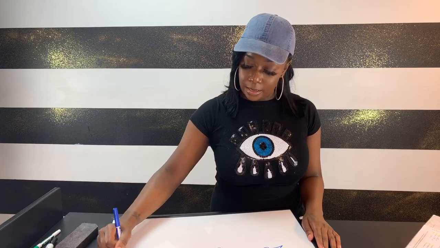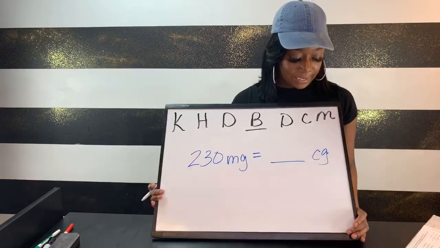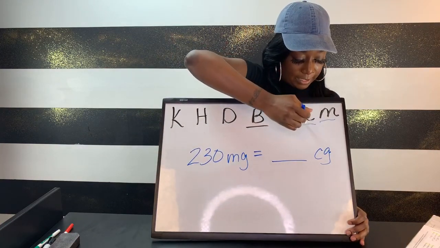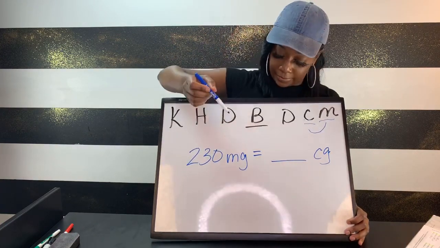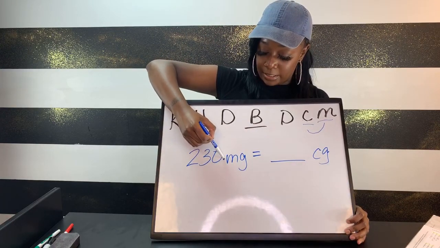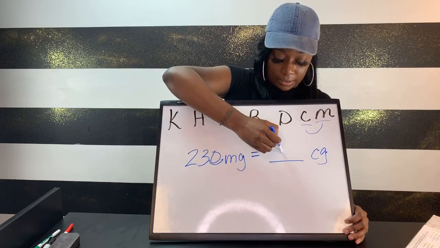All right, so our next one is 230 milligrams is how many centigrams. So I know I'm starting here at milli. I'm going to centi, so I'm going one place to the left. We know that this is a whole number, so if it's a whole number, we automatically put the decimal at the end, one place to the left.